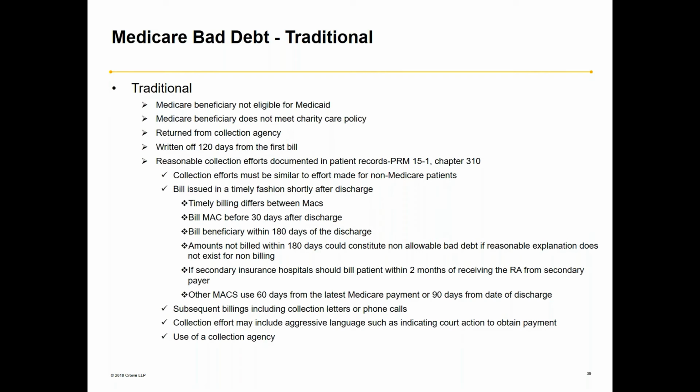So if you haven't billed your beneficiary their coinsurance and deductible before 180 days after discharge, in the eyes of some of the audits that have been occurring, that's not timely billing. You're not timely billing this coinsurance and deductible. So that bad debt would be an error. It would not be an allowable bad debt. So that's something that you need to make sure you're paying attention to.